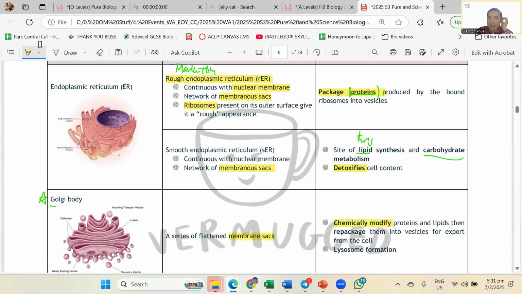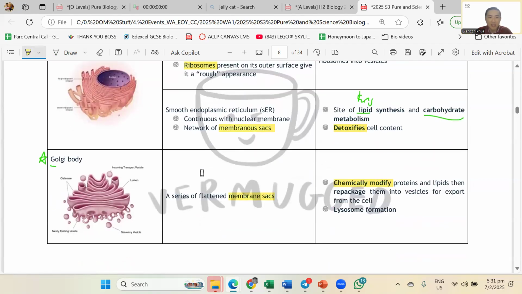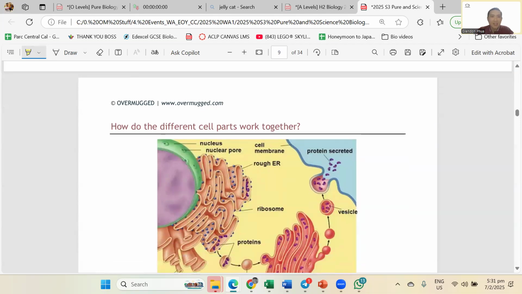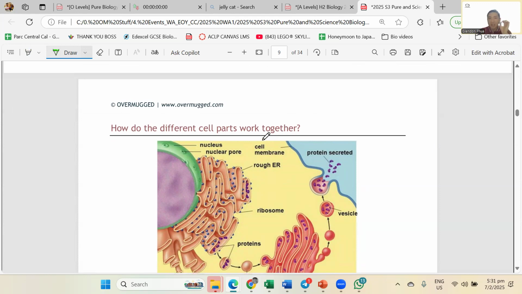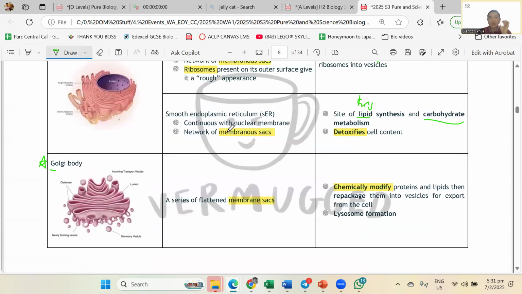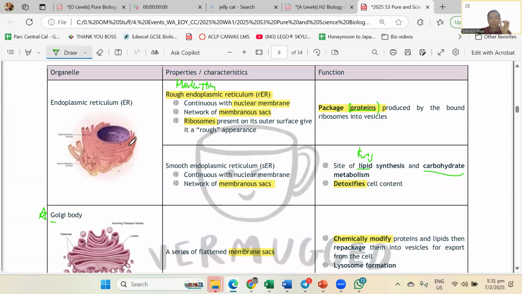The difference between the ER and the Golgi is this. You can see from the picture, the next one over here. ER, they are all connected. If they're all connected, it's just like me on IG. Wow, I got a lot of friends. My network of friends is very good because I can connect to a lot of people. So connection means network. That's why over here, it's a network of membranous sacs because they are connected.